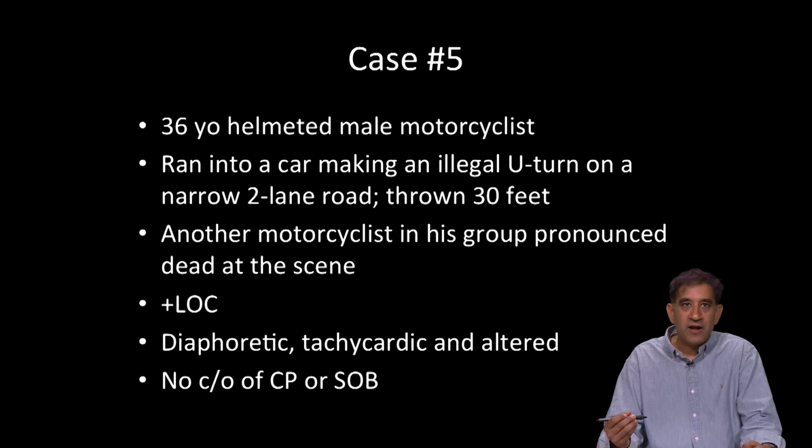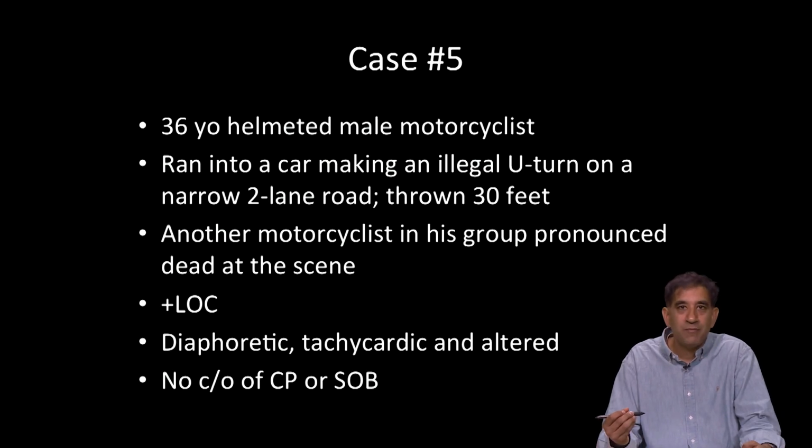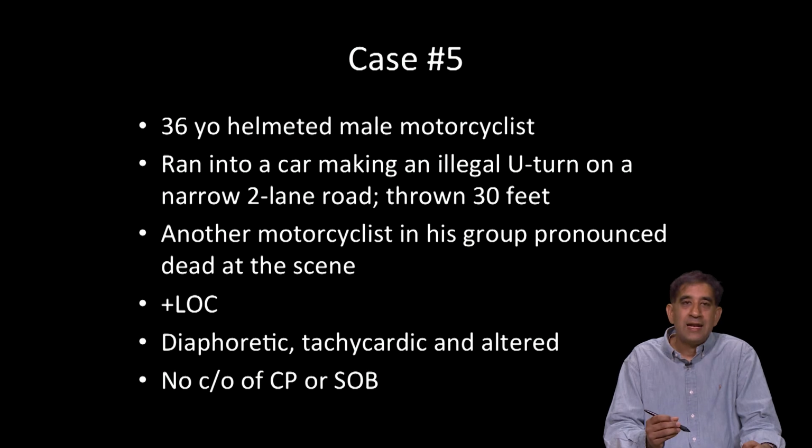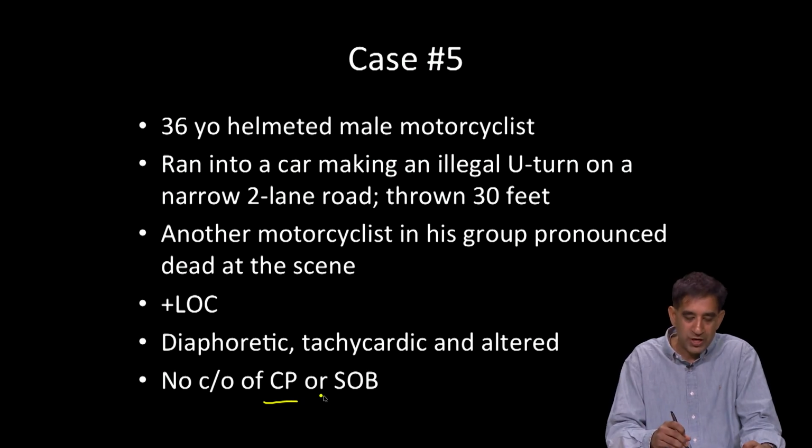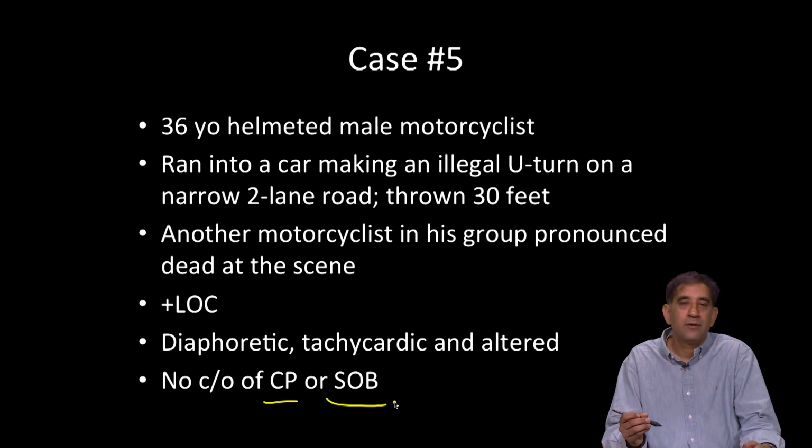Case number 5, or our final case, is a 36-year-old helmeted male motorcyclist who ran into a car while making an illegal U-turn on a narrow 2-lane road and was thrown 30 feet. Another motorcyclist in his group is pronounced dead at the scene. Our patient had a loss of consciousness, and now comes in diaphoretic or sweating, tachycardic, and confused, or with altered mental status. He has no chest pain or shortness of breath, and here is his chest x-ray.